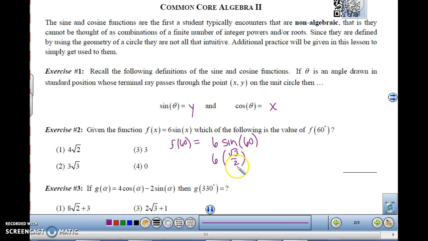Alright, so all I have to do is multiply these together. 2 cancels the 6, leaving a 3, so this is going to be 3 times the square root of 3. So that's number 2.